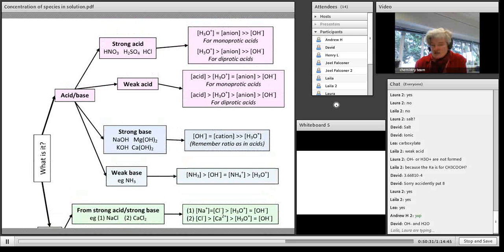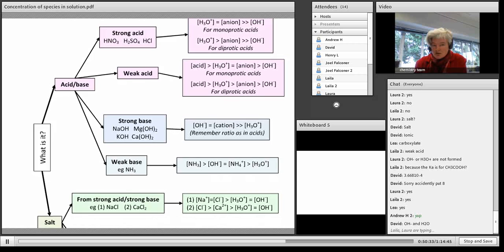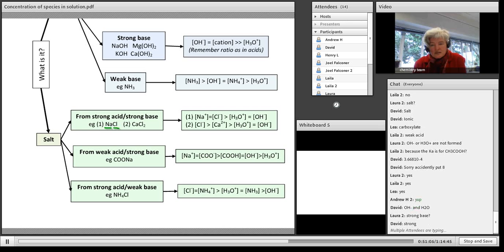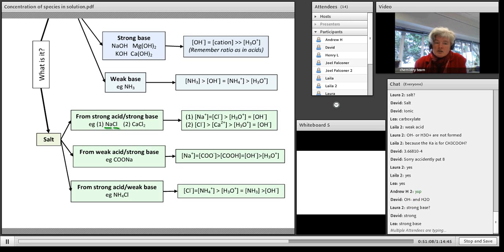If it is an acid or base, is it a strong acid, weak acid, strong base, weak base? Or if it's a salt, is it a strong acid, strong base salt? By that I mean, if you see sodium chloride, for instance, I hope you recognize sodium hydroxide for the sodium salt and hydrochloric acid for the chloride. So sodium hydroxide, is that a strong base or a weak base? Strong base, correct. And the chloride comes from the acid, so just put an H in it.